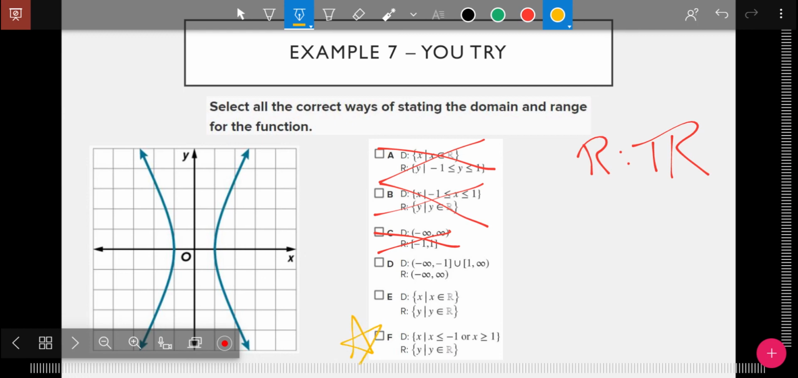All right. I know it's not all reals, so I can go ahead and eliminate E. And so the question really just becomes, does D get included or not? And so does it go from negative infinity to negative 1 and then include negative 1? Yes, it does. Include positive 1? Yes, it does. And so D is okay with me too. And so those are the two answers for that one.